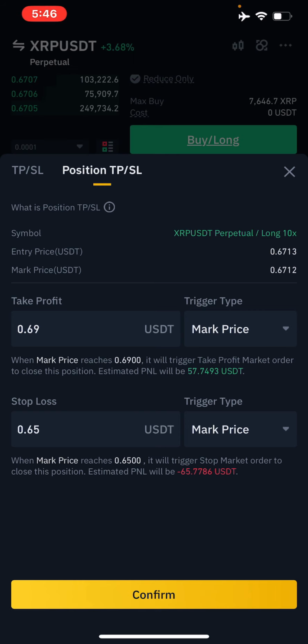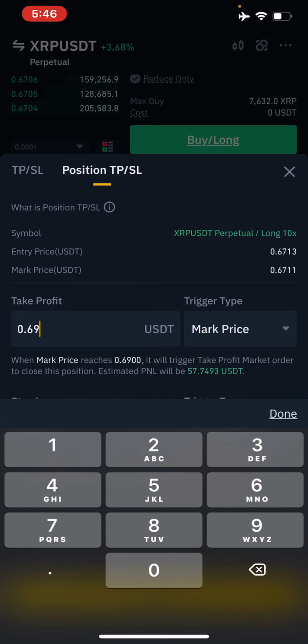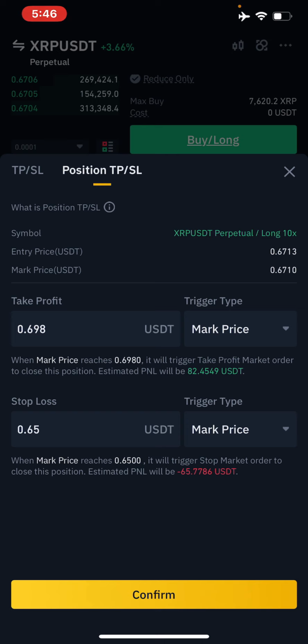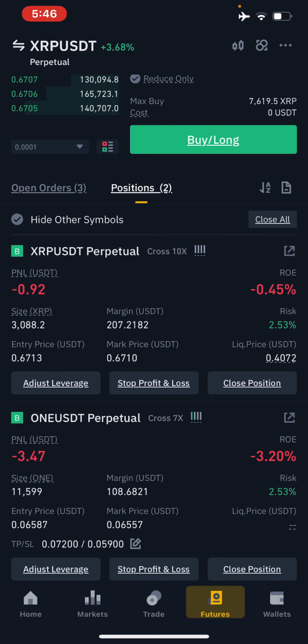The reason for us putting 0.69 is because we already have an open order that needs to be filled at 0.7. So the highest we can go is 0.698, so that it will not be complicated, because we are not in hedge mode. It's only in hedge mode you can put two positions, one taking up, one taking down. We'll go to that maybe in the next video, but for now I just want you to understand how to trade futures, how to set your stop loss, and how to set your take profit. So we set our stop loss and our take profit, then we click on confirm.